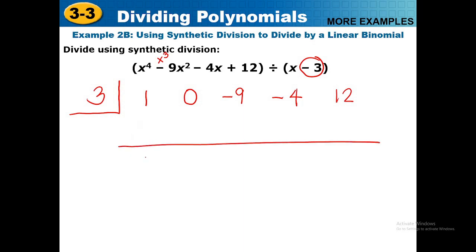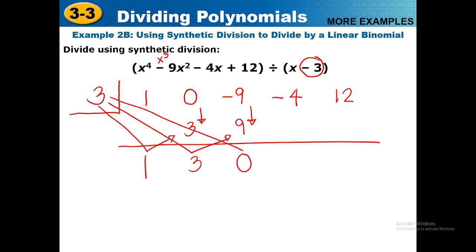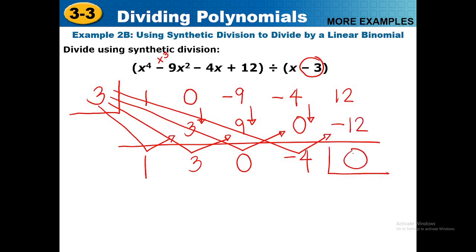Okay, let's continue. Bring down 1. Multiply. 3. Add. 3. Multiply. 9. Add. 0. Multiply. 0. Add. Negative 4. Multiply. Negative 12. The remainder is 0. Okay.